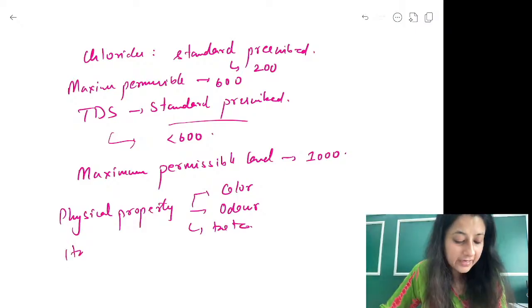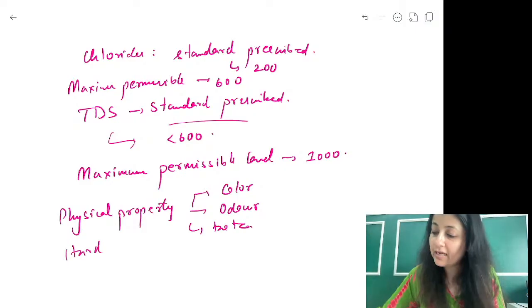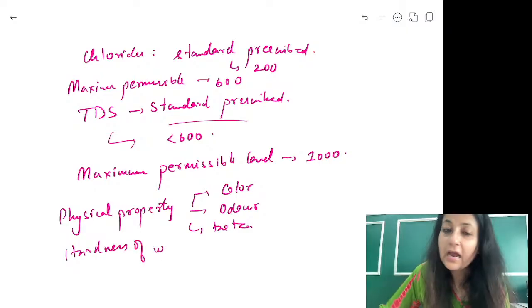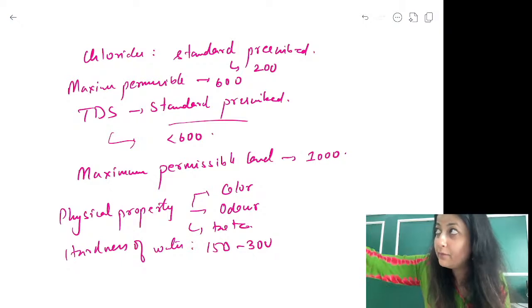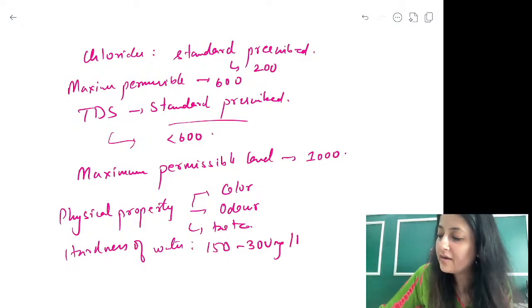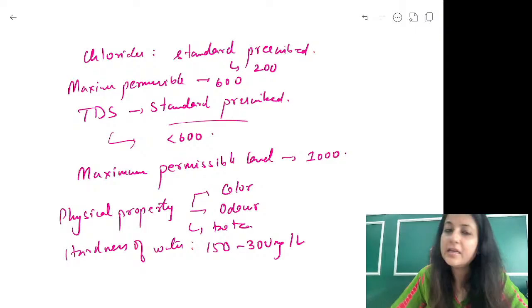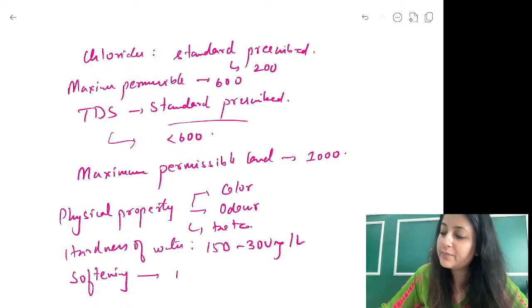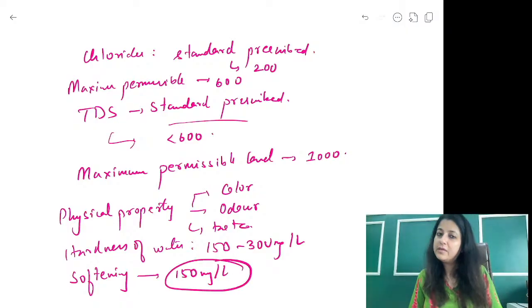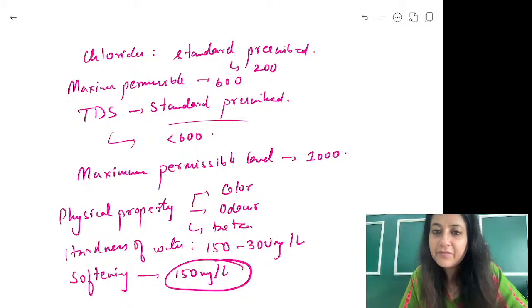Very good. Hardness of water. Hardness of water is between 150 to 300 milligram per liter. And when is softening prescribed? Softening is prescribed when the level of hardness is 150 milligram per liter. Clear? Everybody got these physical properties of water in your head?